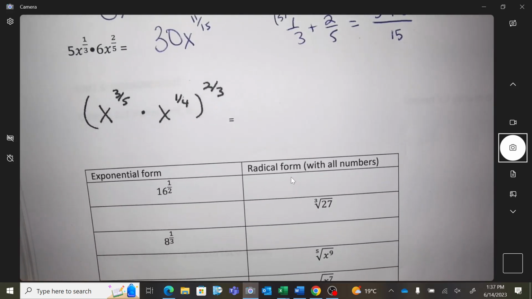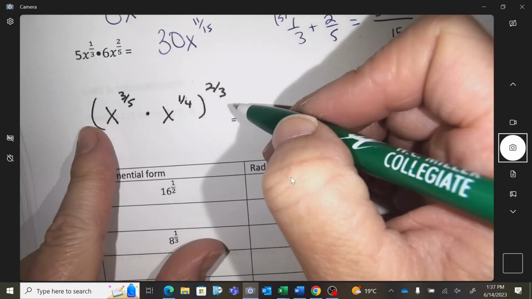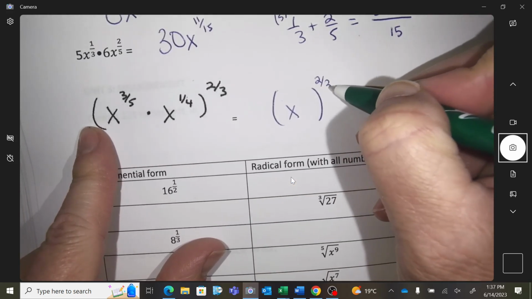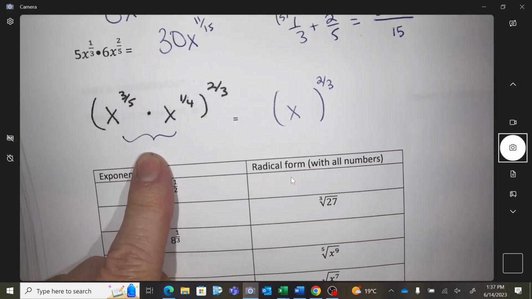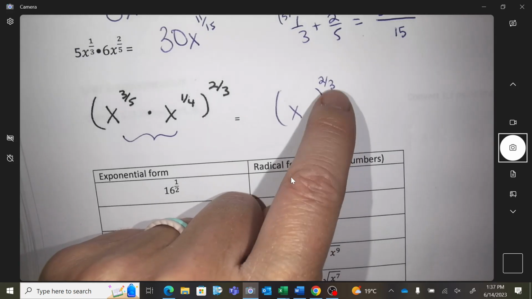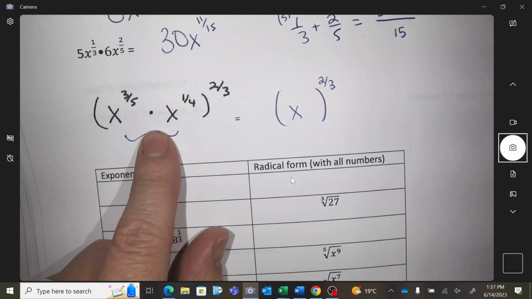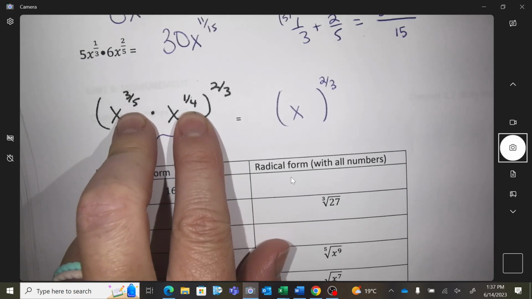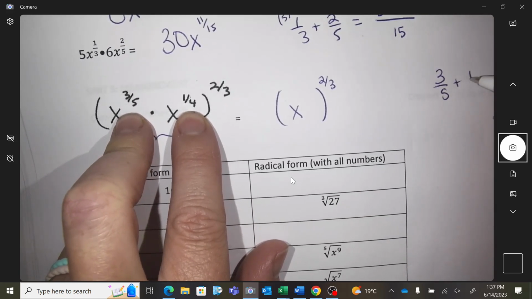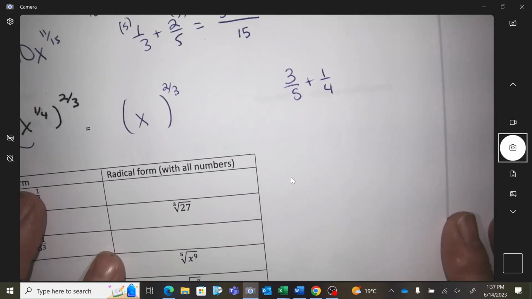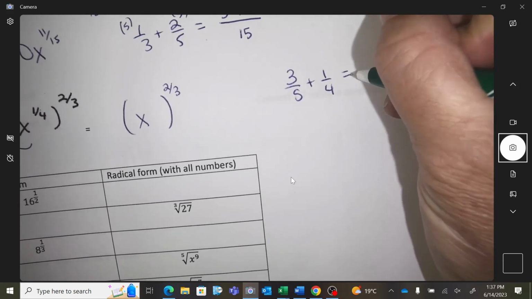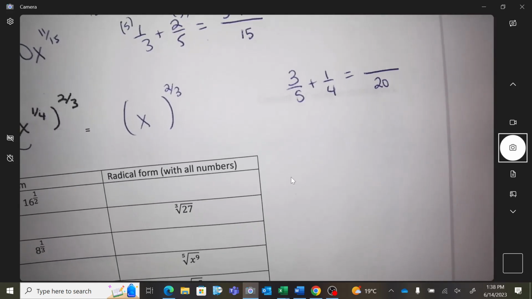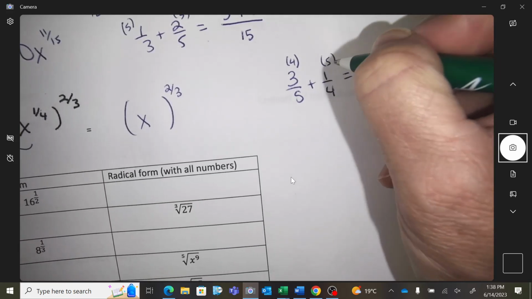This one, we have a couple things going on. What do you want to do first? The brackets. The brackets. So we're going to do this. We're going to put this together first. So we're going to figure this out, and then we still have to do the two-thirds after. So what do you want to do in this bracket situation? If these are multiplied, then we're going to add. So 3/5 times 1/4. What do you want to make the bottom into? 20. I'll be timesing that by 4. I'm going to be timesing that by 5.